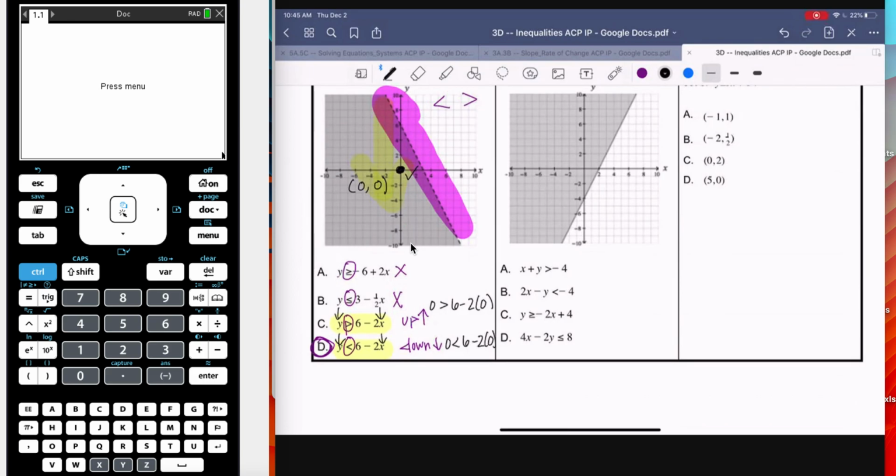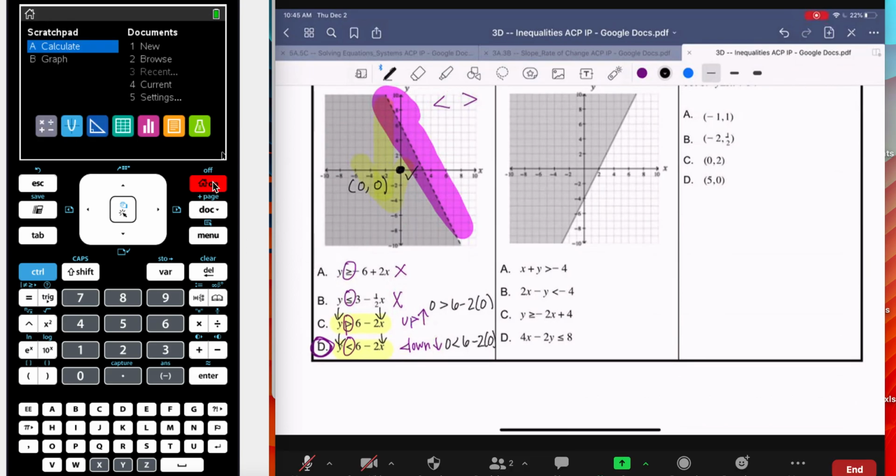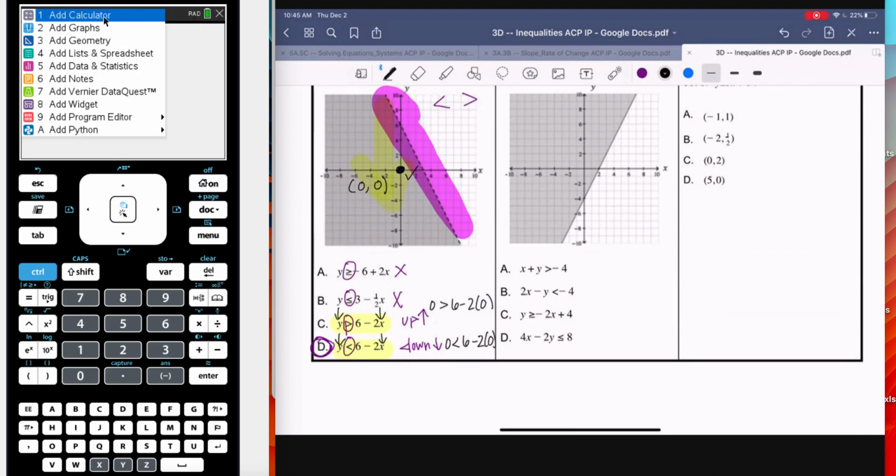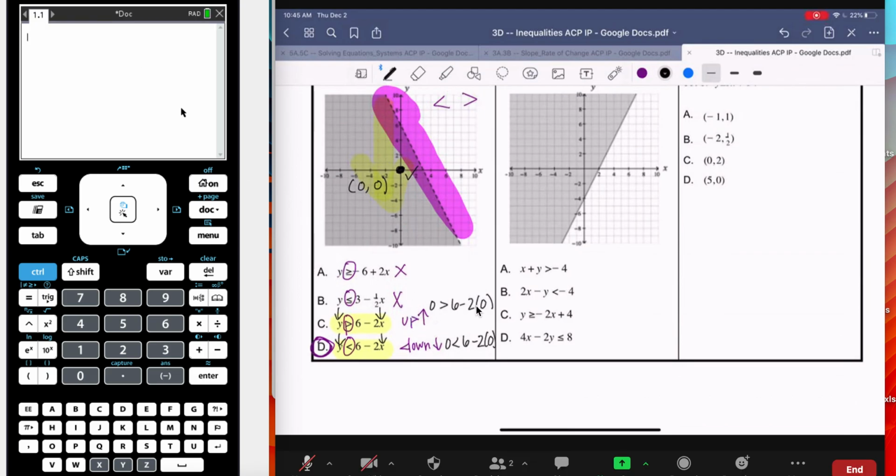Okay, the only difference again is the sign. So I'm going to go over to my calculator and show you how I would test these points. I'm going to try C first.